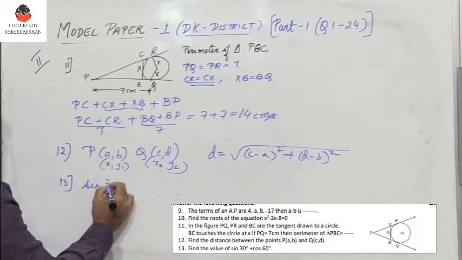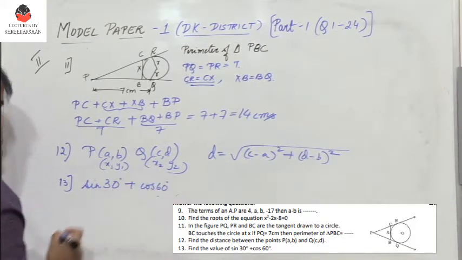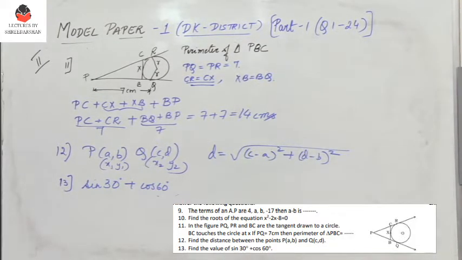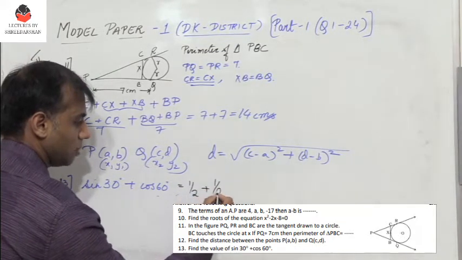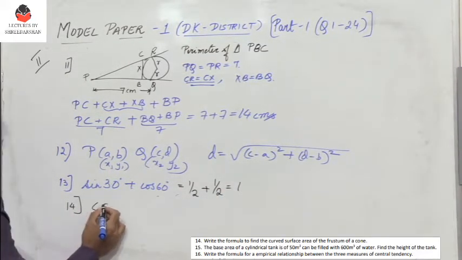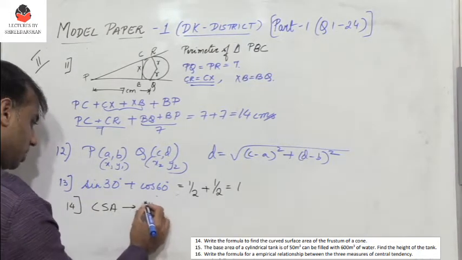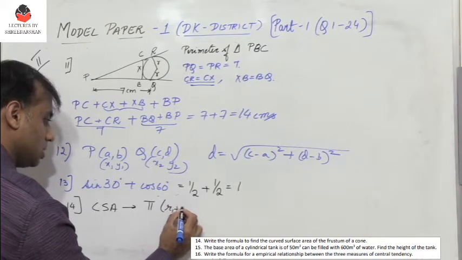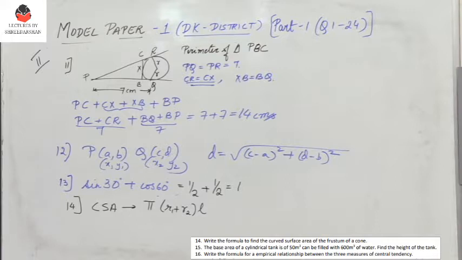13th one, what is sine 30 degrees plus cos 60 degrees? A very simple one. We know that sine 30 is 1 by 2. Cos 60 is also 1 by 2. The answer is 1. 14th one, write the formula for the curved surface area of a frustum of a cone. It is nothing but pi into R1 plus R2 into L. So we just have to write the formula and you will get 1 mark.